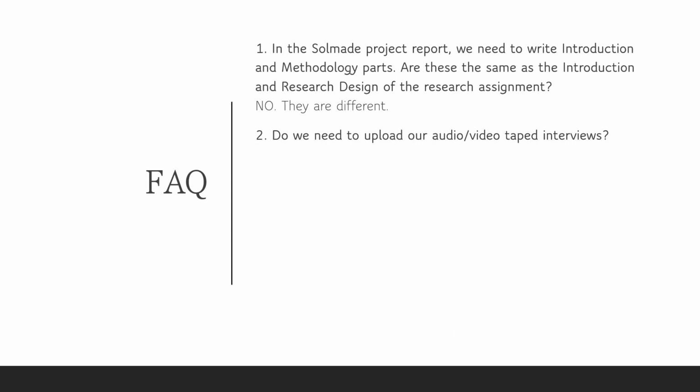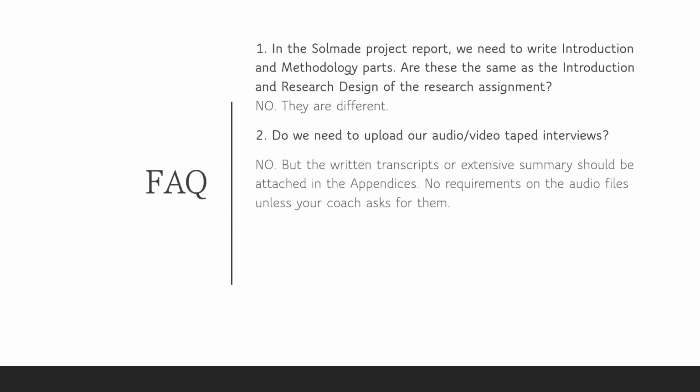And do we need to upload our audio or video-taped interviews? Our answer is no. But you need to present written transcripts or extensive summaries, and they need to be attached in the appendices. And don't forget, each interview transcript or summary needs to be numbered, such as Appendix 1, Interview Transcript 1. In the main body of the text, when you mention any quotation from interviewee 1, you can use brackets to mention that it is from Appendix 1. Then your readers can easily locate which part of the appendices the information comes from.